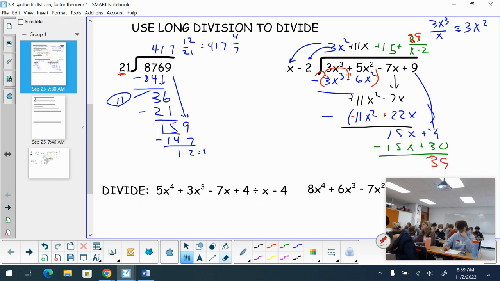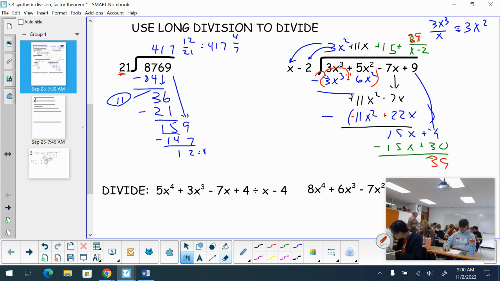Isn't it the same thing with synthetic division if you don't have an exponent, if there's a gap, you set it as 0? Yeah. So once again, there's a lot of room for little mistakes throughout this.